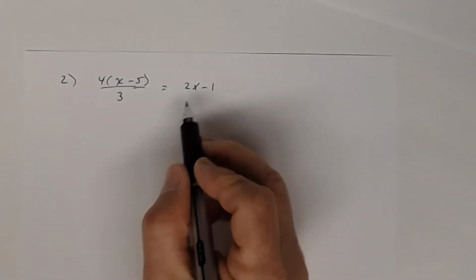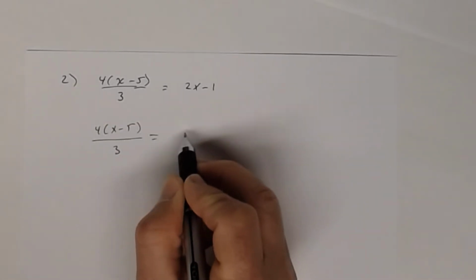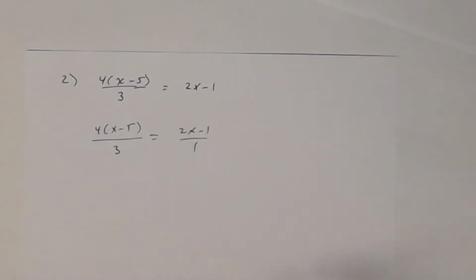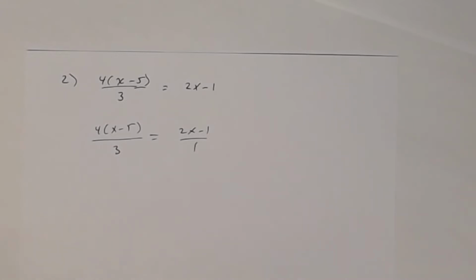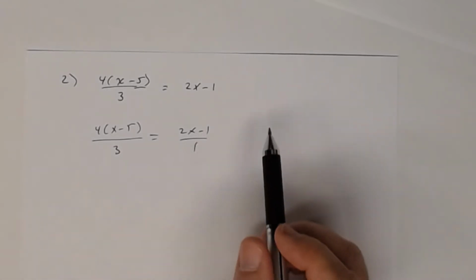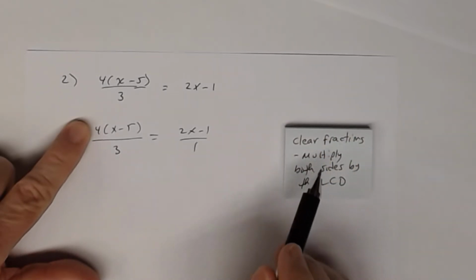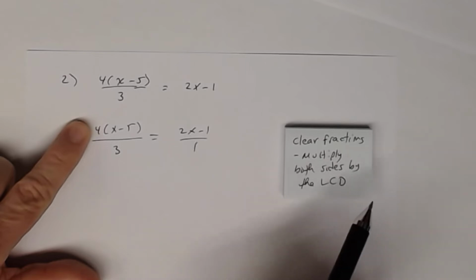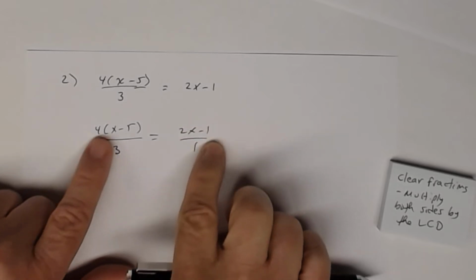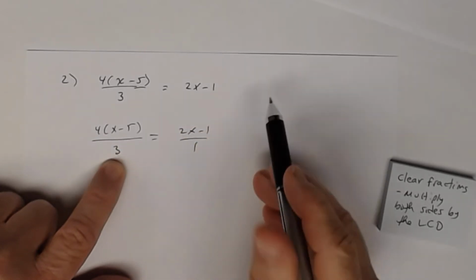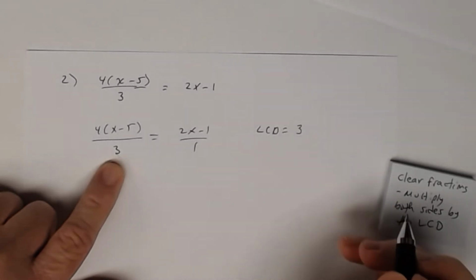Or if you want to, you can think of it like this as well. Just want to show you. You can think of this as 2x minus 1 divided by 1, right? So you have a fraction equal to a fraction. Consider it like that. Now, remember the whole idea when you have fractions is to go ahead and clear those fractions. So we're going to multiply both sides by the least common denominator. Now, if I look at both of those sides here, my denominators are 3 and 1. So I know right away, very easily, that the least common denominator is going to be 3.